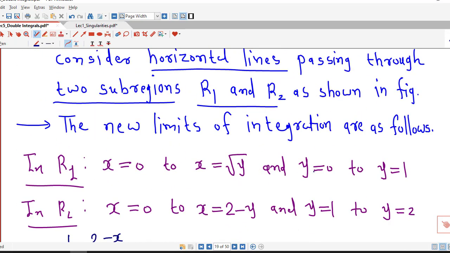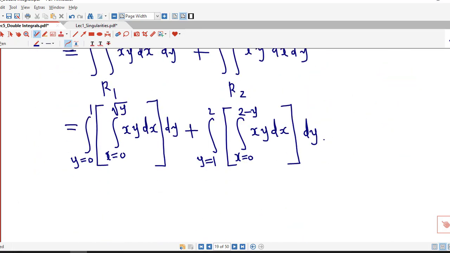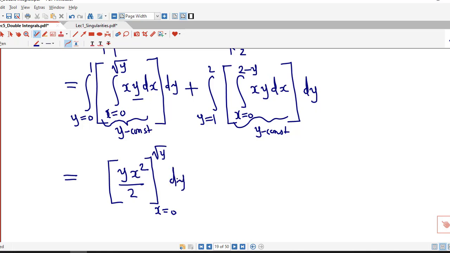So let me check the limits. Here x is from 0 to 2 minus y, y is from 1 to 2. Okay, fine. So here we are integrating with respect to x, so we will treat y as constant. Same thing here, we consider y as constant. Now the integral is easy. First we consider y constant, and the integral of x is x square by 2, so it is y into x square by 2. x is from 0 to square root of y, and after putting the limits we will integrate with respect to y from y equal to 0 to 1.